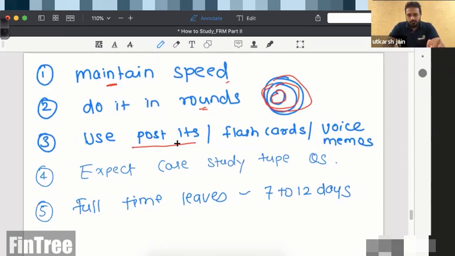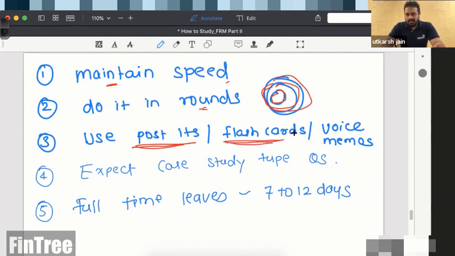Then use a lot of post-its or sticky notes when you're studying. For example, there are a lot of formulas in the syllabus. You come across something, just write it on a post-it, put it on your table, let it be there for 10-15 days. So automatically your pictorial memory would remember them.